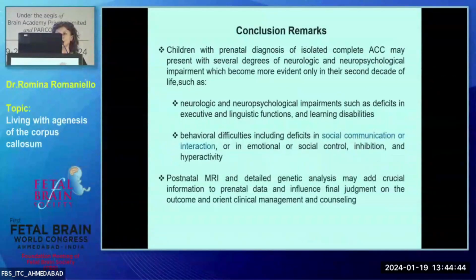Concluding remarks. Children with prenatal diagnosis of isolated complete ACC may present with several degrees of neurological and neuropsychological impairment, which become more evident only in their second decade of life, such as deficits in executive and linguistic functions and learning disabilities.